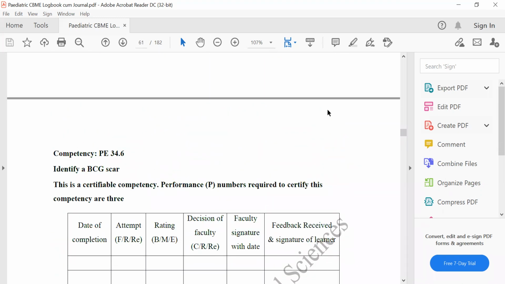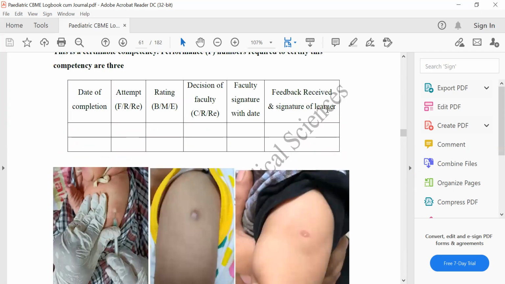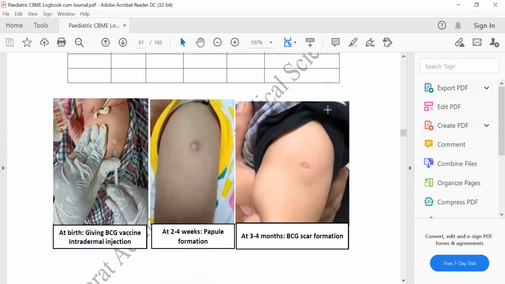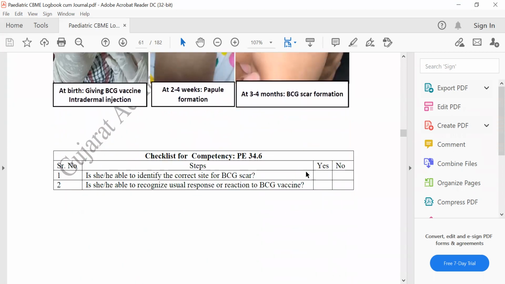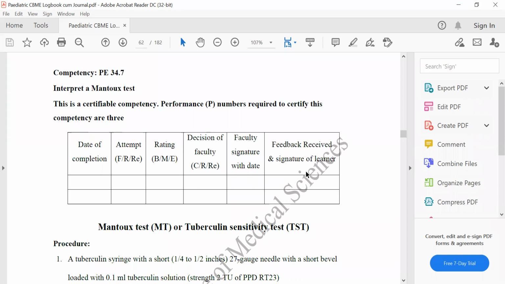So this is again a certifiable competency in phase 3 part 1. Identify BCG scar. Students should be able to identify it at least 3 times. For this, I have put some pictures. When we are giving the BCG vaccine intradermal injection, this is the picture. Then after 2 to 4 weeks, papule formation, and at the age of 3 to 4 months, BCG scar formation. So this is the checklist. A student is able to identify the correct site and recognize the response and reaction to the BCG vaccine. Now, interpret the Mantoux test.